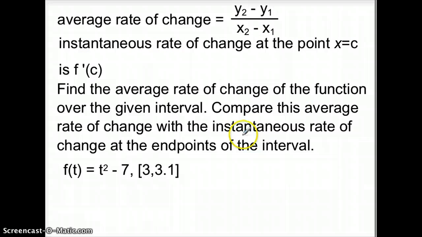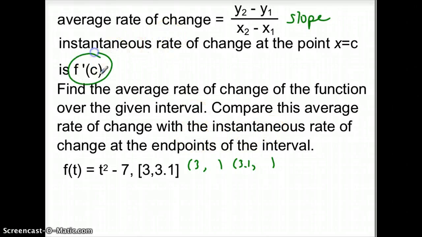The next example that you'll have on your homework are problems like this. Find plain old boring slope. These are x values, so I want the slope from 3 to 3.1. So you're going to have to find the y values that go with 3 and 3.1 by plugging them into the equation and then finding the slope. So we're going to find that. And then we're going to compare this average rate of change with the instantaneous rate of change, which is the derivative at the endpoints. All right, at 3 and 3.1.